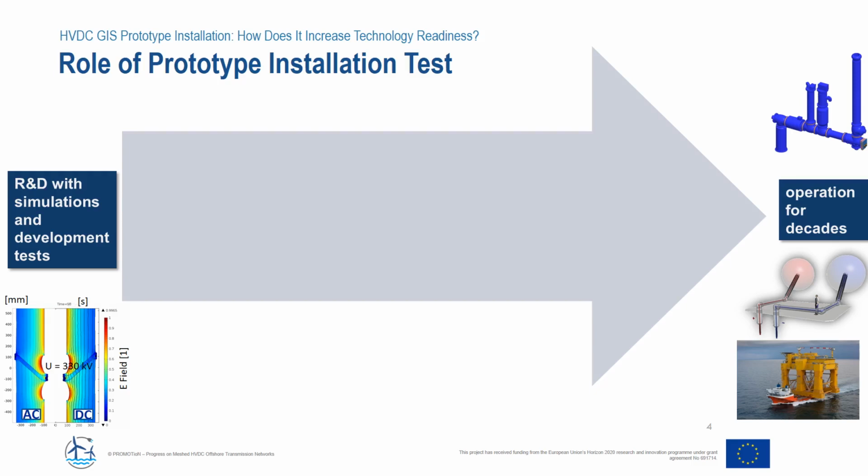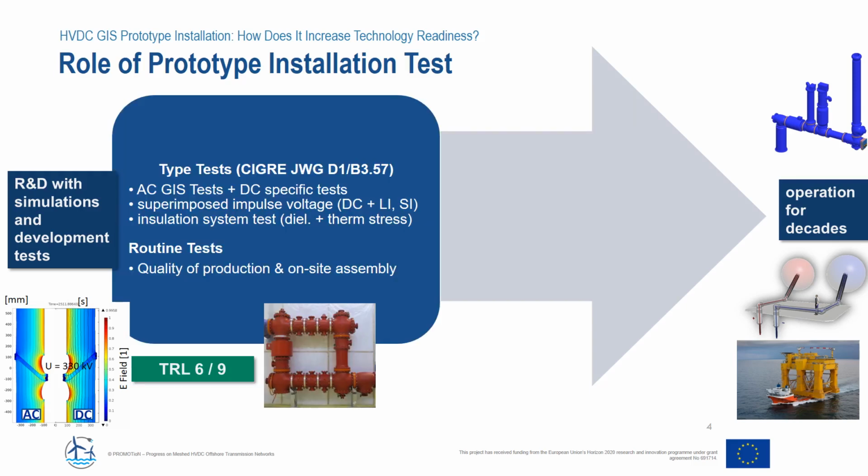And to get there, classically, the R&D process finishes by performing all the type tests and completing them successfully. At least that's how we do it for an established technology like AC GIS. However, since HVDC GIS is a new technology, it's a bit more difficult. It starts with the type tests, as you heard from Nadu. They are a bit more complicated, and as of now, they're not even a fixed standardization.